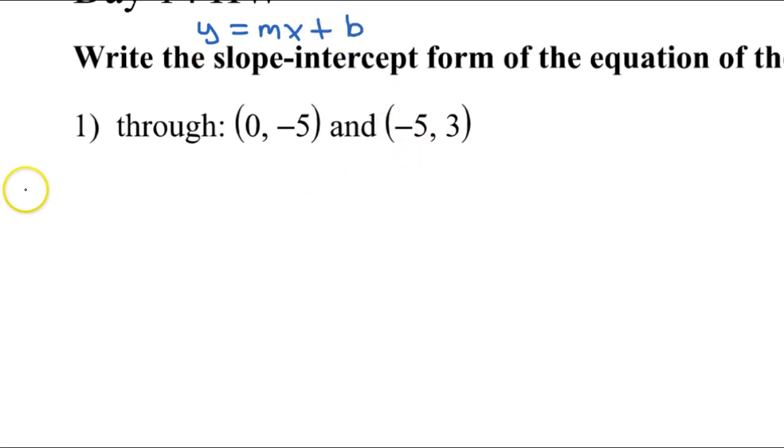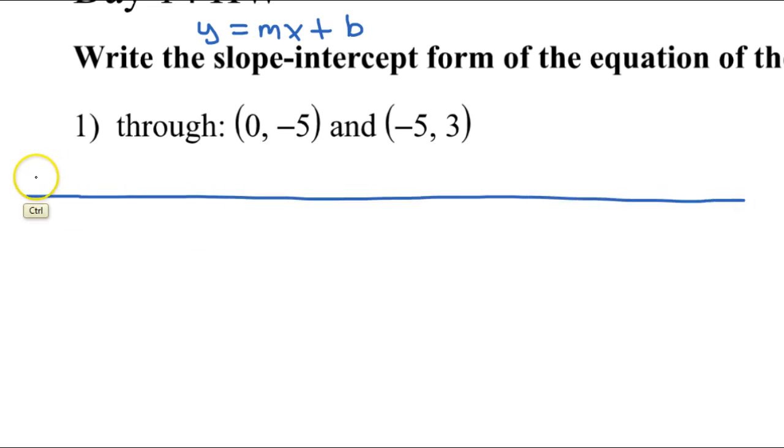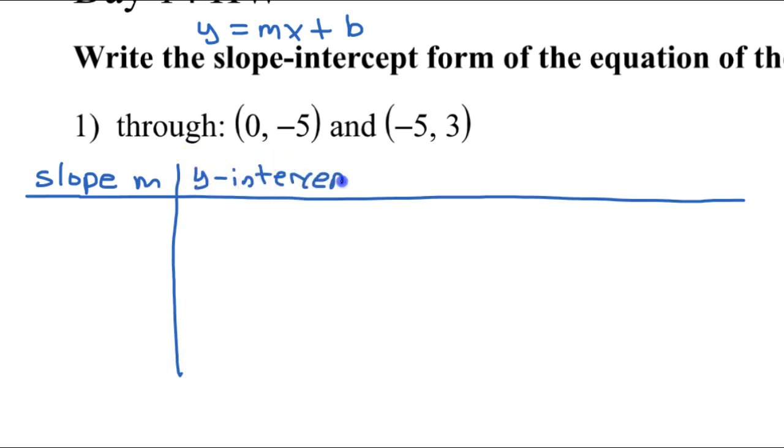I like to organize my work in the following way. I like to make a chart like this, and in the first column I always do the slope, which is called m, and then in the second column I do the y-intercept, which is called b, and in the third column I write the equation, which is the final answer.